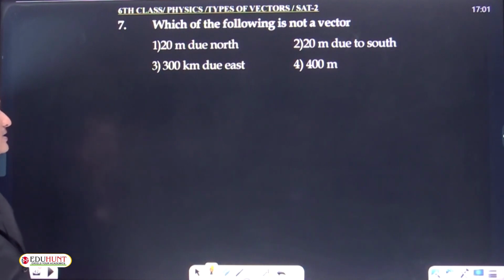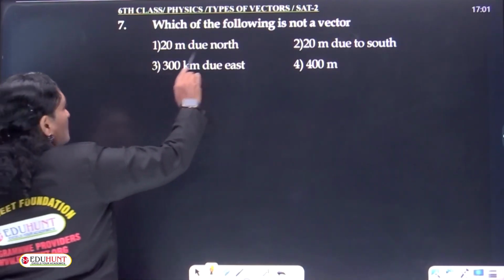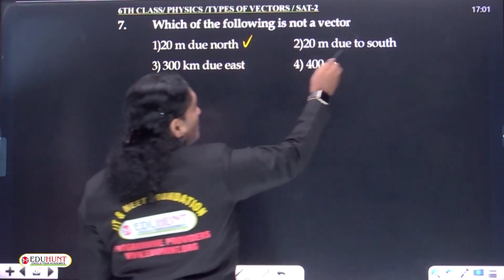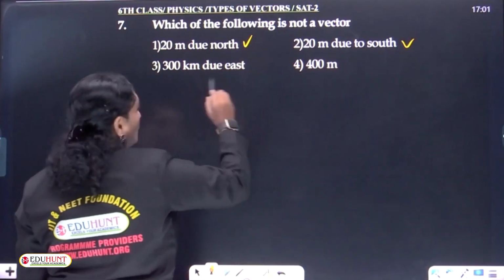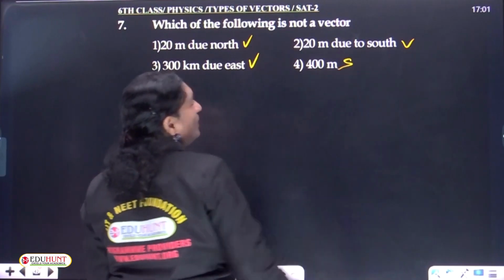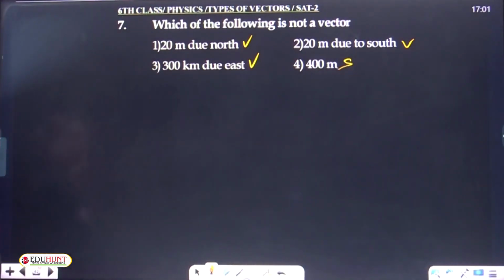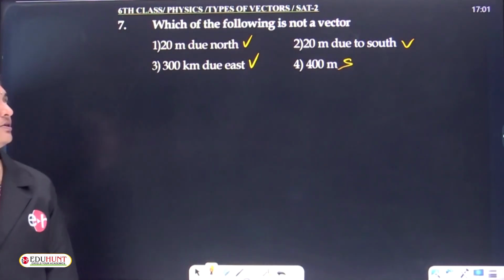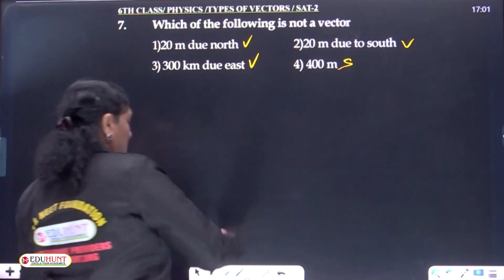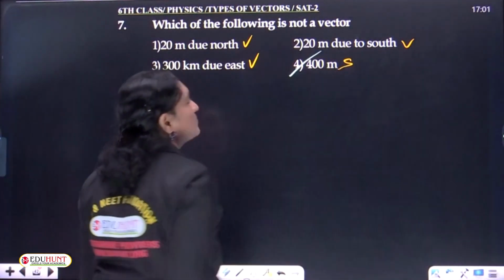Moving ahead with the next one, seventh question, children. Which of the following is not a vector quantity? So, here 4 options are given, children. 20 meters due north, it is a vector. Due south, it is also a vector. Due east, also a vector. Only magnitude was given, it is a scalar. So, which of the following is not a vector? So, correct option is option 4.